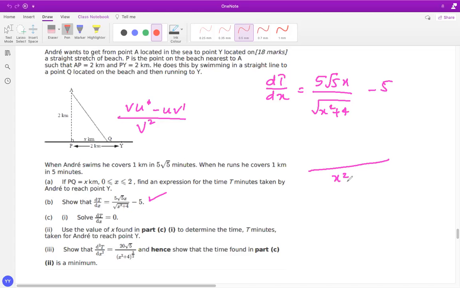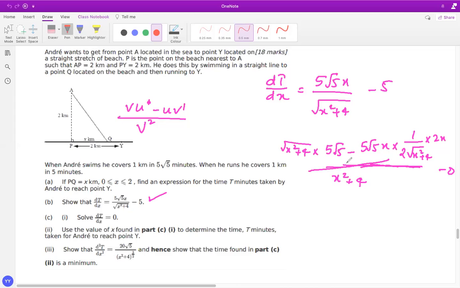So it's going to be x square plus 4 as it is, then root x square plus 4 times 5 root 5 minus, that's the derivative of this, and minus 5 root 5x times the derivative of x square plus 4, which is root of x square plus 4, which is 1 over 2 root x square plus 4 times 2x. And the derivative of minus 5 will be 0 because that's a separate term.